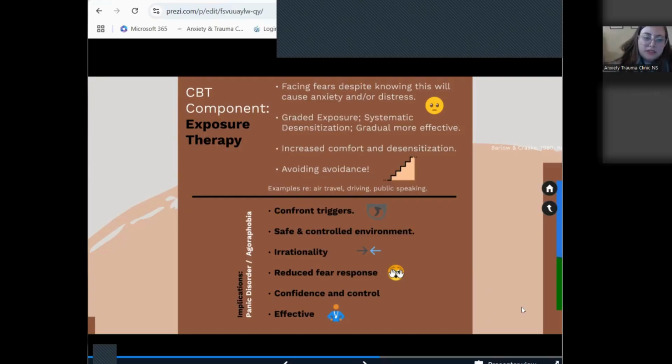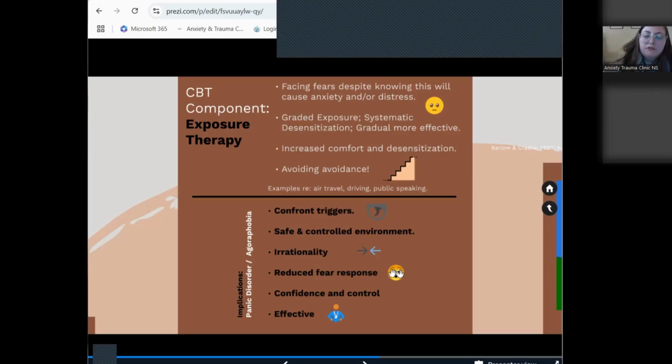So let's talk about down here at the bottom, exposure therapy in terms of panic disorder and agoraphobia directly, the implications of that. So exposure therapy is an effective treatment for panic disorder because it helps individuals confront the situations or the physical sensations that trigger panic attacks, and it does it in a safe and controlled way.